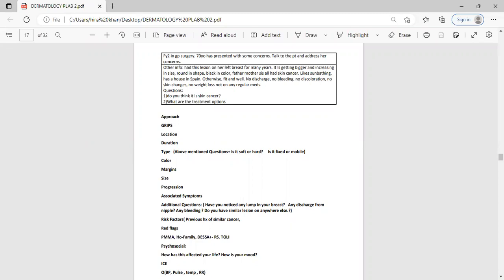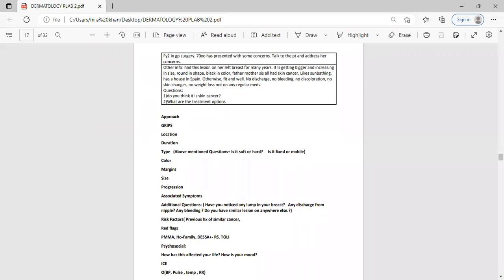Any additional questions, and then ask more questions, because the lesion is on the breast, and whenever any kind of lesion is on the breast, you have to ask the particular questions about the breast, like, have you noticed any lump in your breast? Is there any discharge from the nipple, any bleeding from the nipple, and have you noticed a similar lesion anywhere else? And then ask about the risk factors.